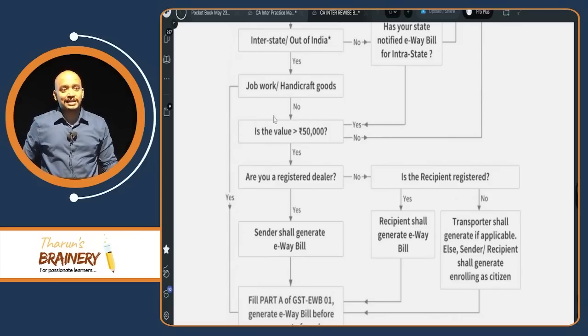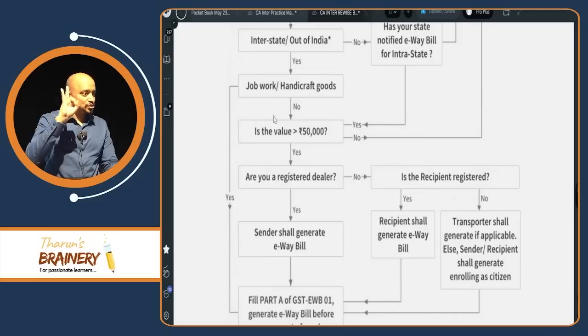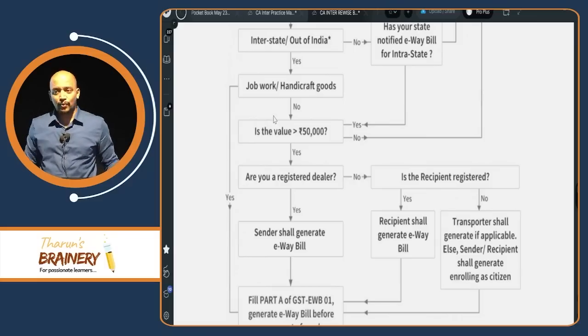But there are two products for which, irrespective of value, we need to generate e-way bill. What are those two products? Job work, goods sent on job work, and handicrafts. In these two cases, e-way bill is always required.